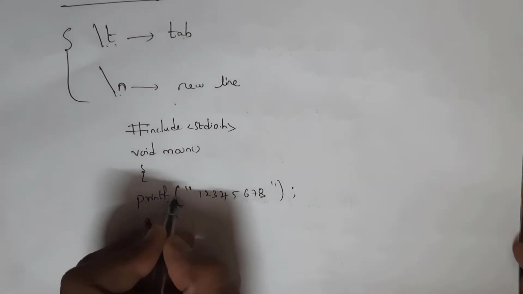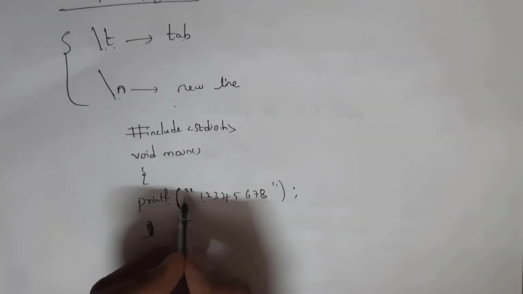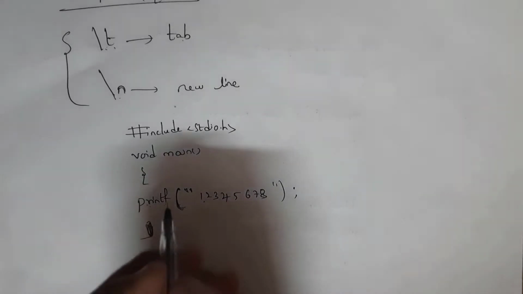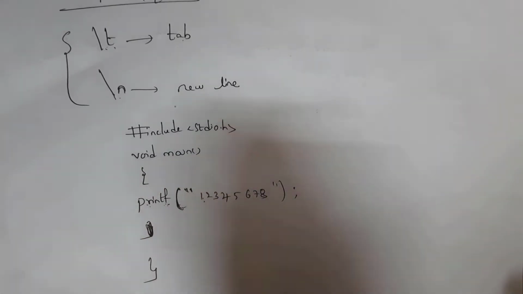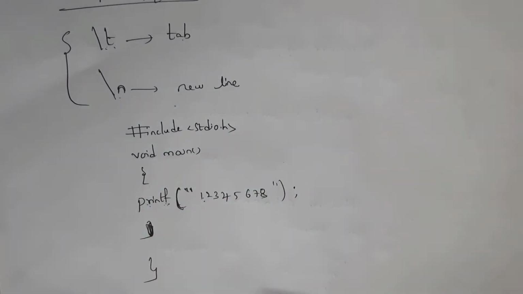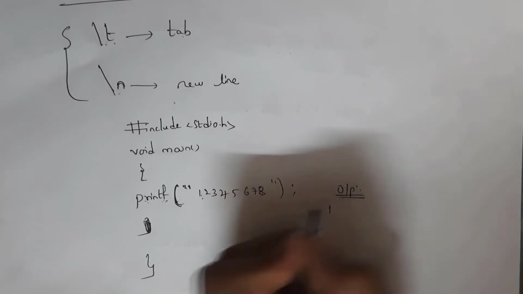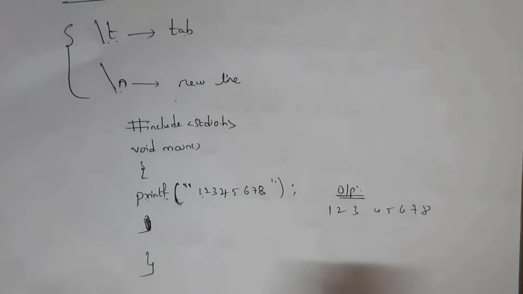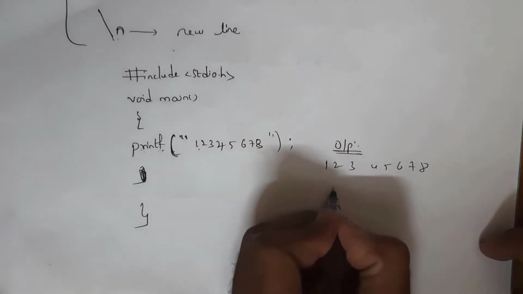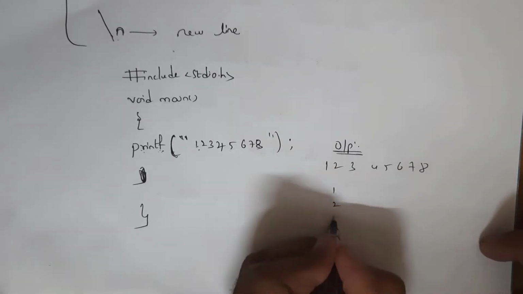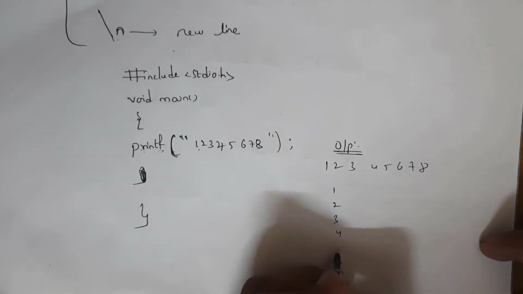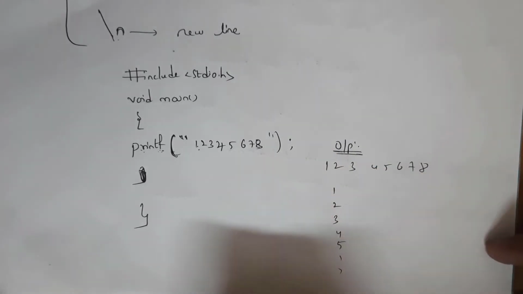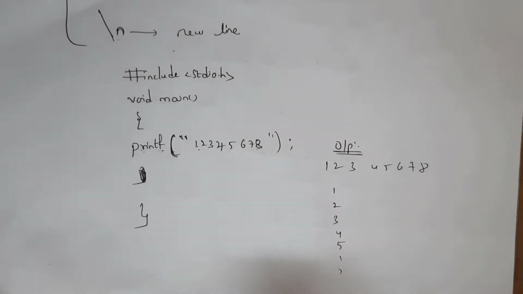After that, open bracket and take double quotations. Inside double quotations you can write numbers. So I wrote here numbers from 1 to 8. By writing this program I will get output as 1, 2, 3, 4, 5, 6, 7, 8. But I don't want output like this. I want to get output like this: 1, in the next line 2, next line 3, next line 4, after that next line 5, and so on. So if you want to get output like this, you need to use escape sequences.